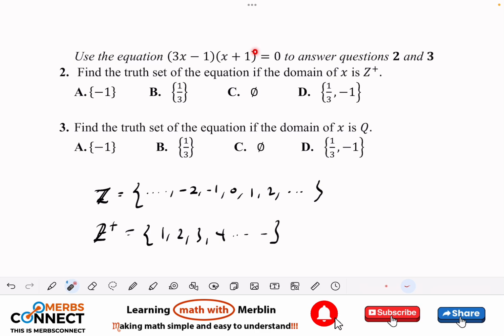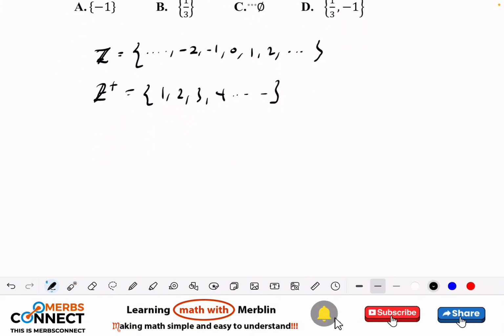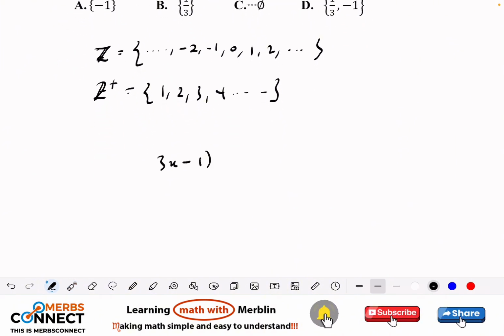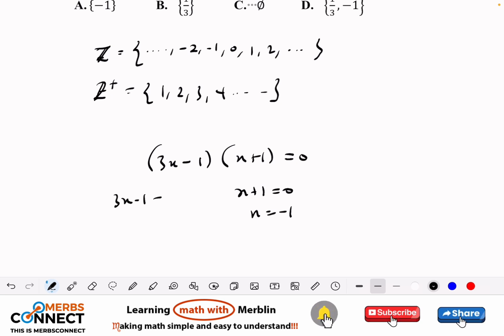So what we need to do is solve this and find out if there is a positive integer, right? So let's take the equation: 3x minus 1 times x plus 1 is equal to 0. So let's solve for x. I can pick this one here and set it to 0. So I'll have x plus 1 is equal to 0, x is equal to minus 1. I can pick 3x minus 1 to be equal to 0, then 3x is equal to 1, x is equal to 1 over 3. Right. So these are the x values that we have here.